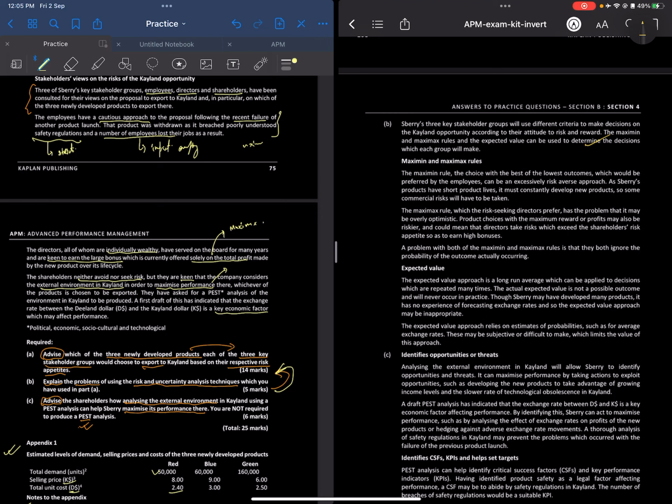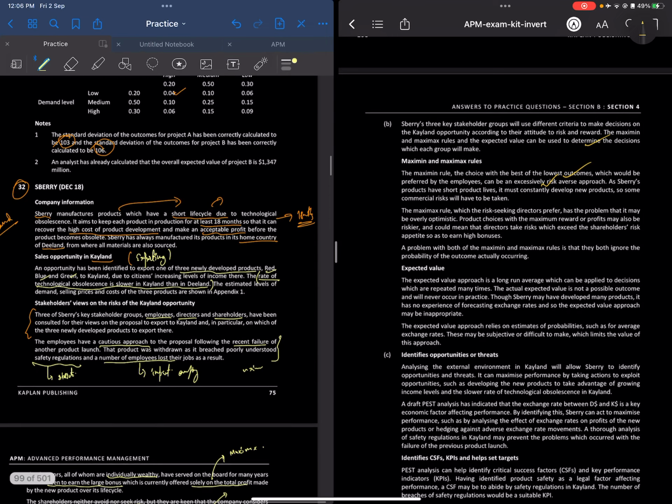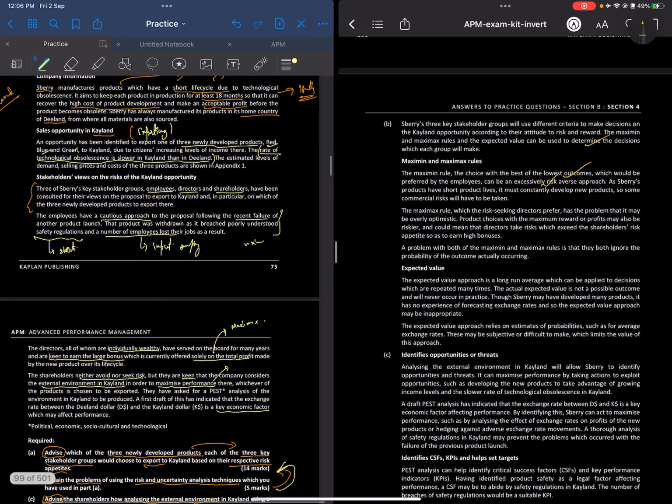So what is the maximin rule? It is choosing among the worst outcomes, which would be preferred by the employees, and can be an excessively risk averse approach, as Sberry has a short product life cycle. So we are coming back to the scenario over here. It must constantly develop new products, so some commercial risks will have to be taken.